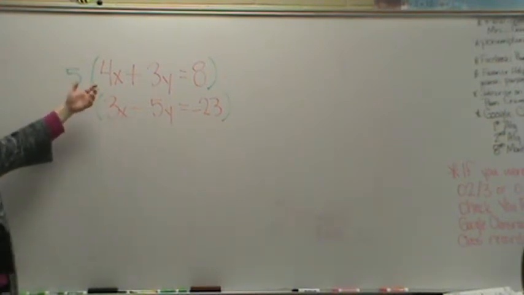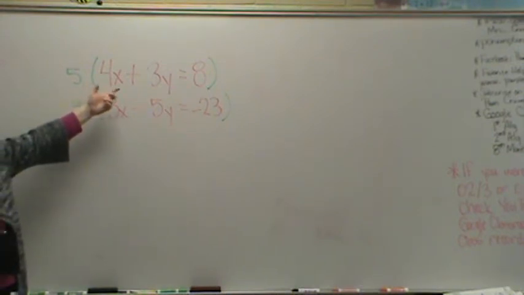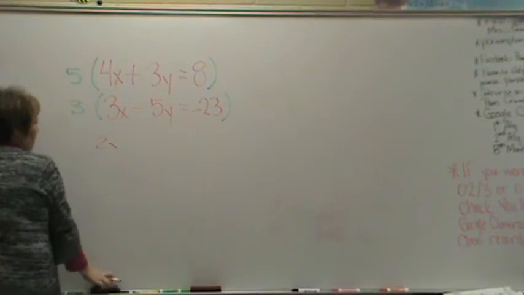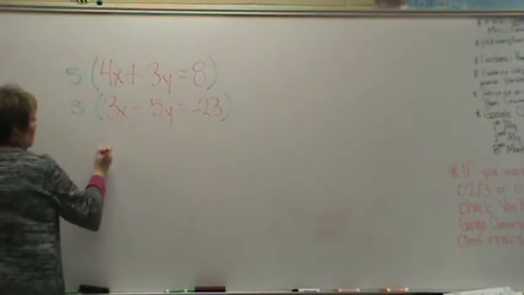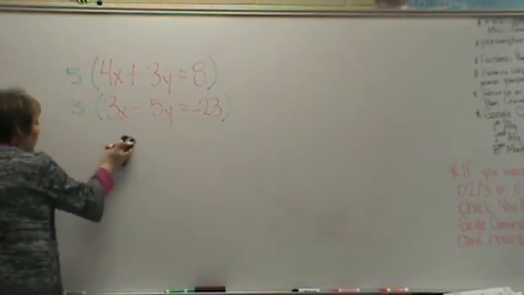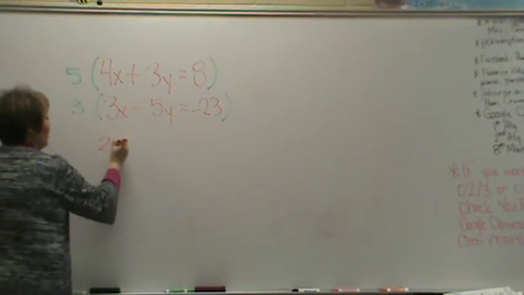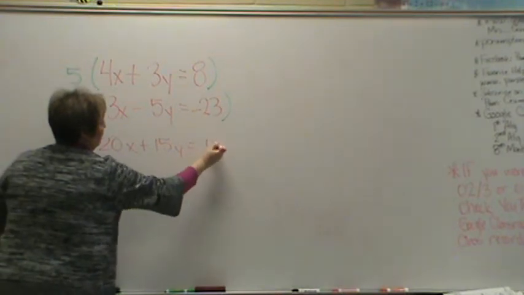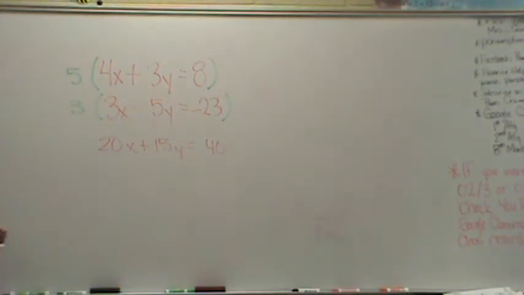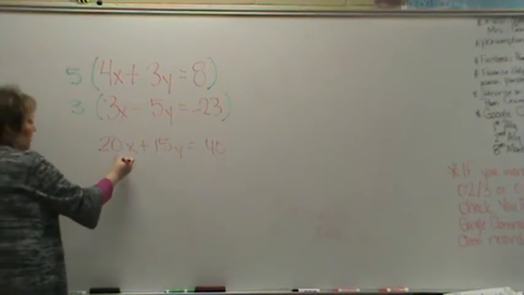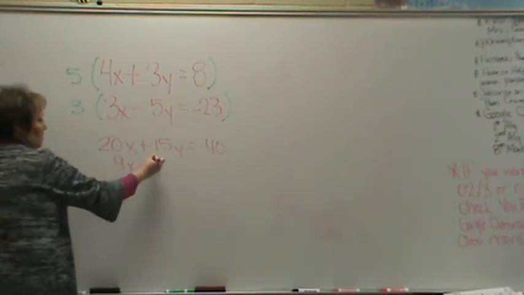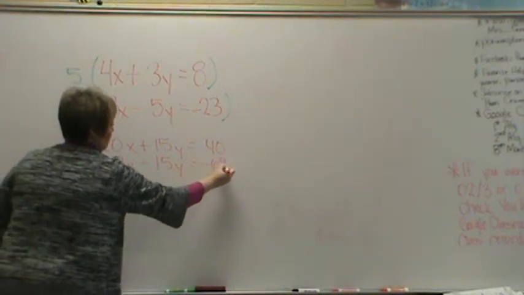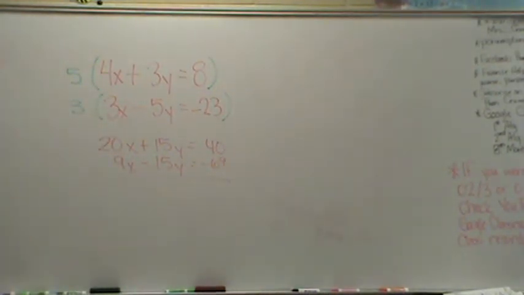Okay, let's see what we're getting. Alright, how did y'all do? 20x plus 15y equals 40. And the bottom is 9x minus 15y equals negative 69. Okay?